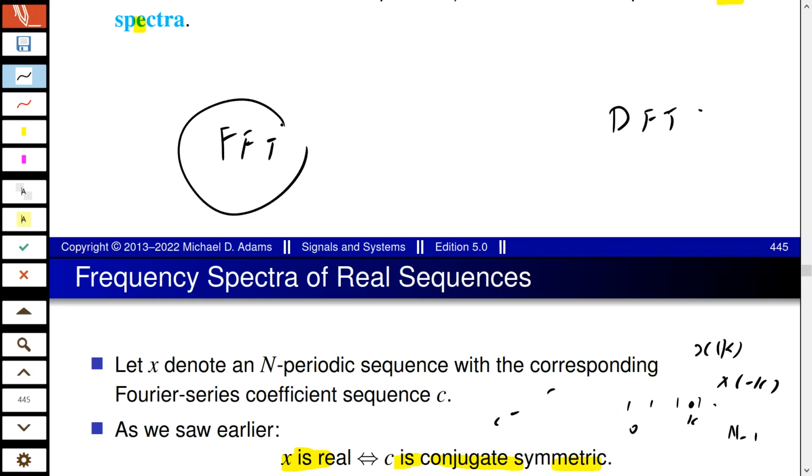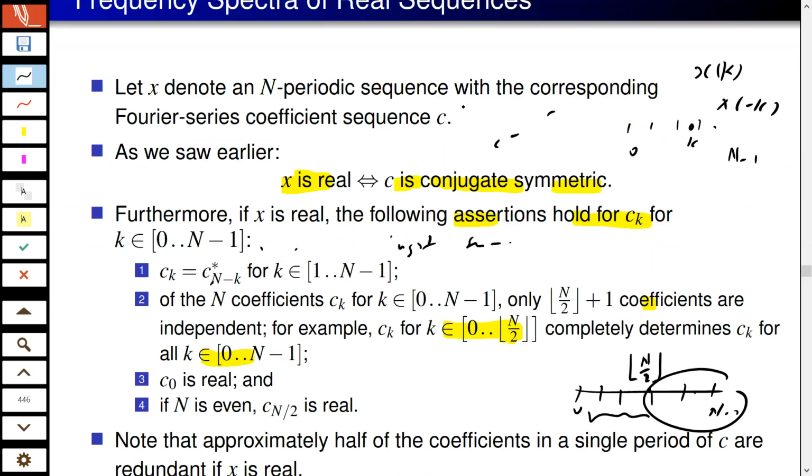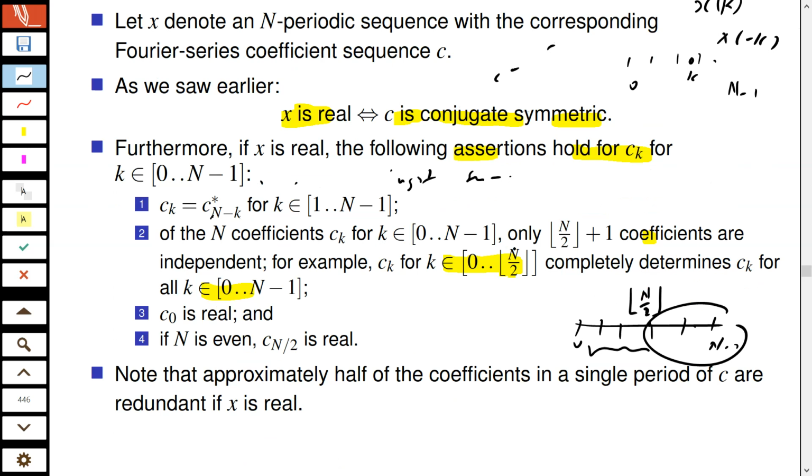Yes, sir. The reason is that FFT is actually DFT, but a more efficient algorithm. It is an algorithm, not a new definition. It is an efficient algorithm to compute DFT. And what makes it efficient? It actually exploits this property, right? That you can only compute it.